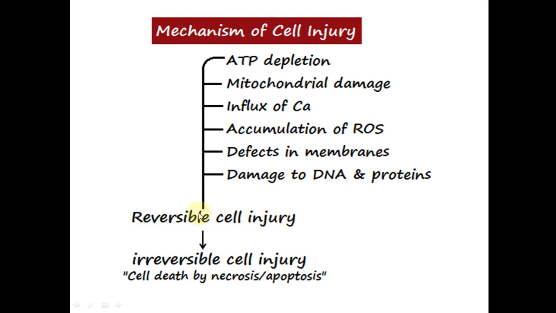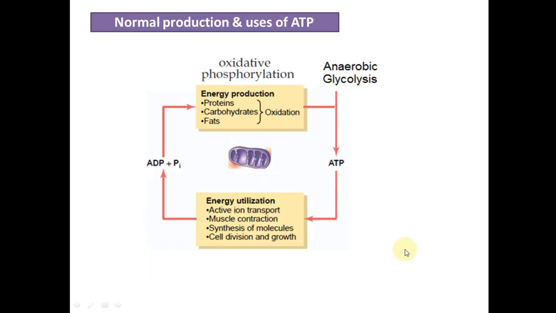So routinely the cell passes through a reversible cell injury, and if the injuring agent is removed, there is a chance for the cell to become normal again. But if the injury is so severe, or if there is an inherited defect in a cell, it will undergo irreversible cell injury in the form of either necrosis or apoptosis, which is a type of suicidal cell death that we will discuss in detail later on.